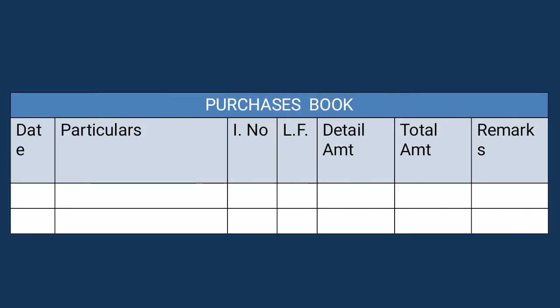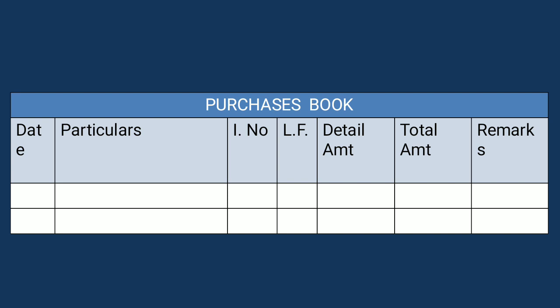So here we have the format of the purchase book that you can see. These columns may be changed according to the questions, class, but for the general type of questions we have this format.